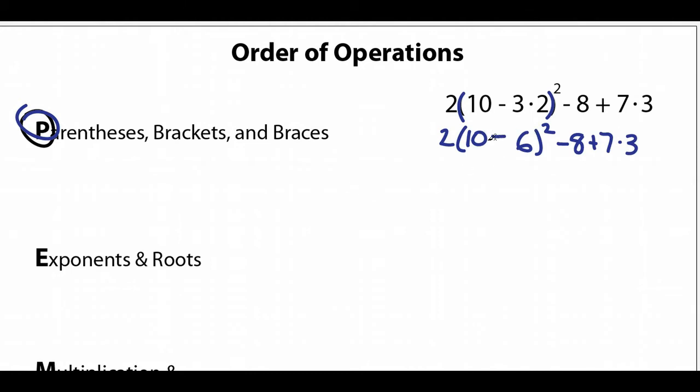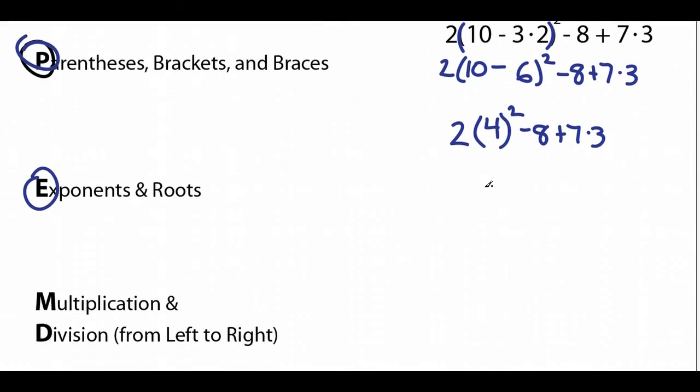Okay, so we're still in our parentheses, and now we do addition subtraction. So 10 minus 6 is 4, and drop everything else down. Okay, and now we're done with our parentheses. There's no parentheses over here, so now we go to our exponents, which is here, 4 squared. And so 4 squared is 16, because 4 squared is basically just saying 4 times 4. All right, and we drop everything else down, plus 7 times 3.